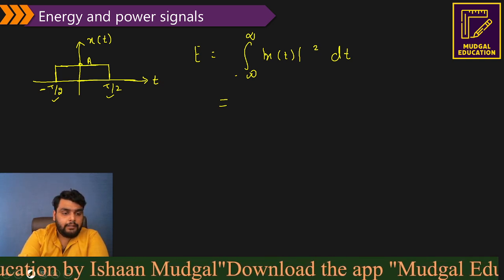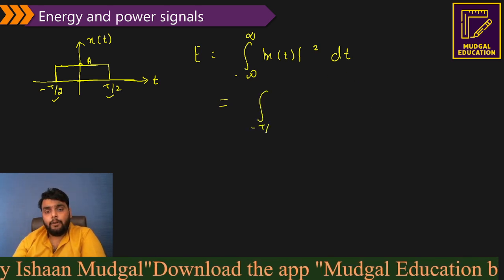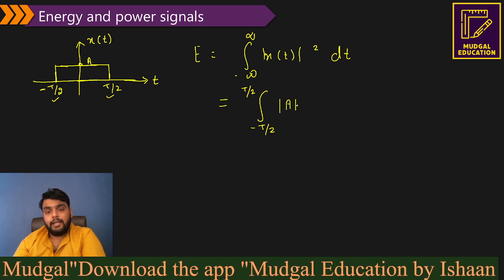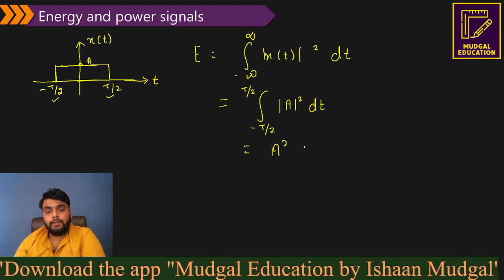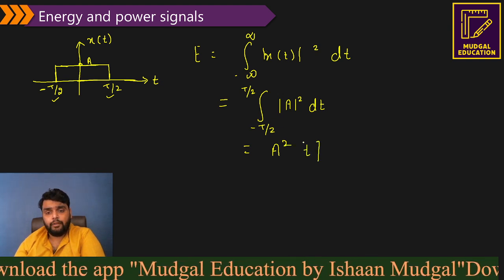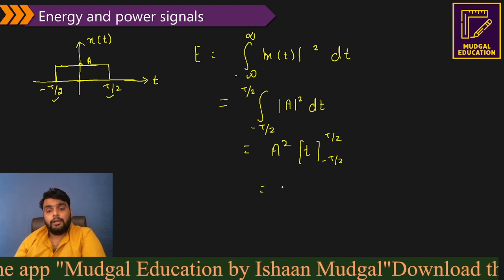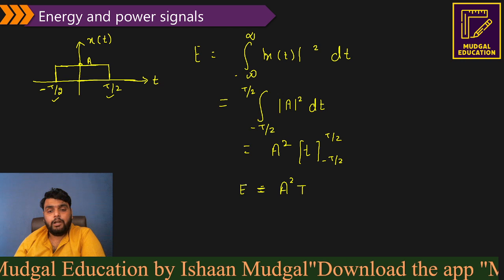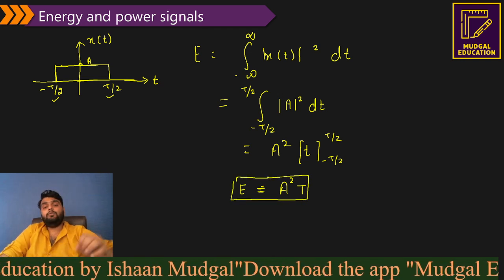So how can I write down this particular point? Let me write down the integration from minus T by 2 to T by 2, and this is A whole square dt. Now let's do the integration. It comes out to be A square t from minus T by 2 to T by 2. So it comes out to be A square T. Okay, so this is the formula of energy for a rectangular signal, and I will advise you to remember this.